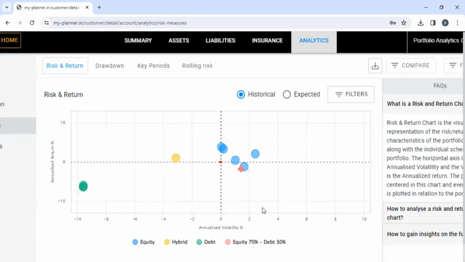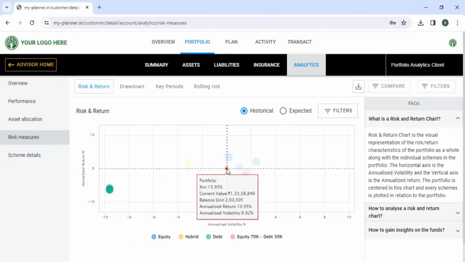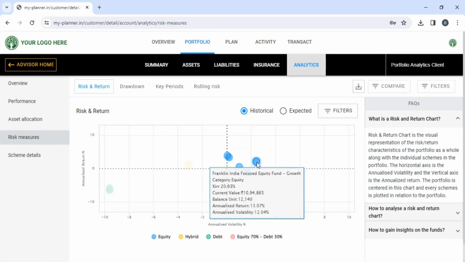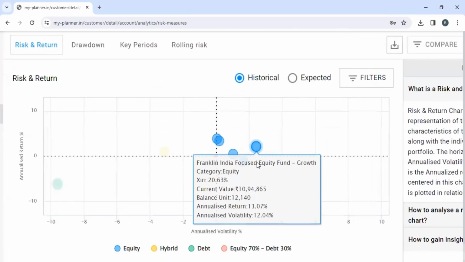So if you see in this particular portfolio, the portfolio is placed at the middle with this annualized return and annualized volatility, all statistically calculated. And in this respect, if we see the highest is this one, this particular fund, Plankton India Focused Equity, it has given a good return, but it has taken more risk also. But this is also the fund we had analyzed in scheme overlap. So, I mean, this fund is sort of doing the job.